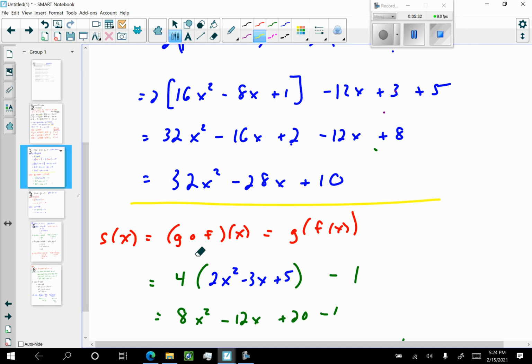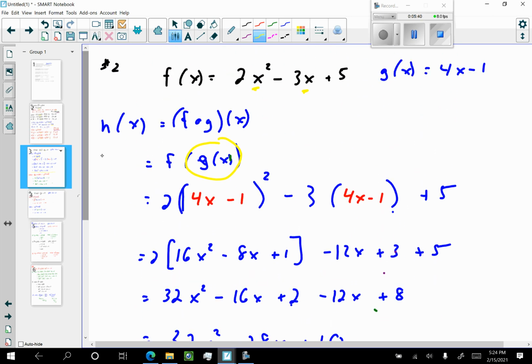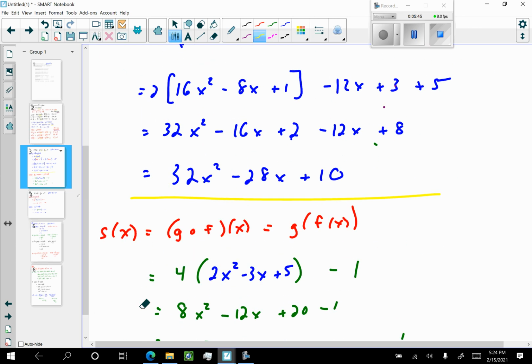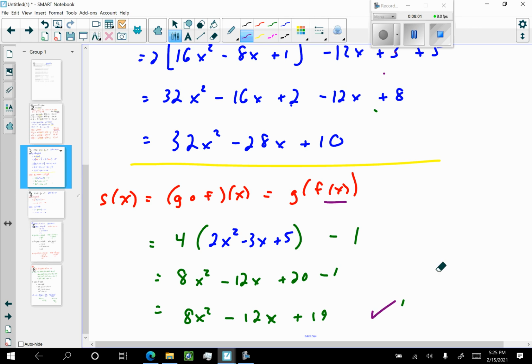g of f of x is going to be the function g of f of x. So wherever I see x in g, here's g. Wherever I see x, I'm going to put f. So this is going to be 4 times f of x right there, minus 1. This simplifies by the distributive property: 8x squared minus 12x plus 20 minus 1 is, bam, 19. And that's number 2.